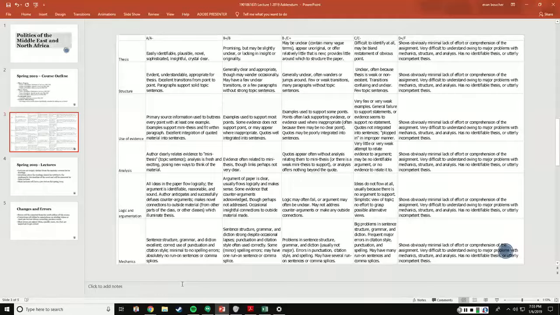So in terms of the thesis, what I'm looking for, and this is my own personally written criteria, I did modify this from another university's rubric, but I think this is the right way to go about it, is that the thesis is easily identifiable, plausible, novel, sophisticated, insightful, and clear, right? And the reason I'm looking for these things is I need to know the argument you're making.